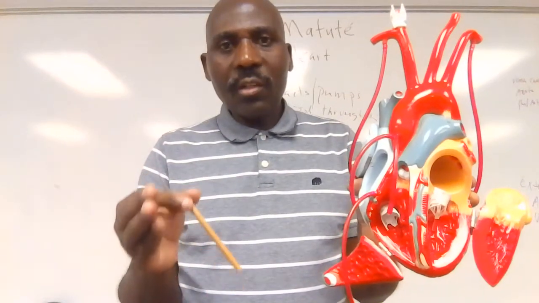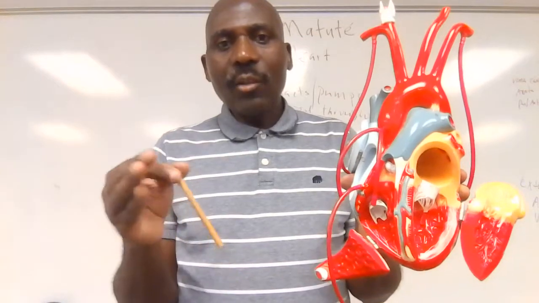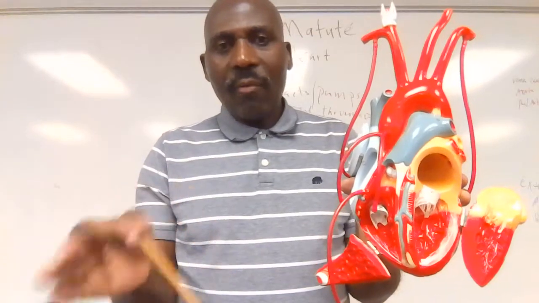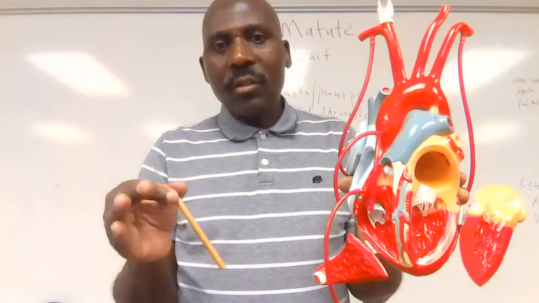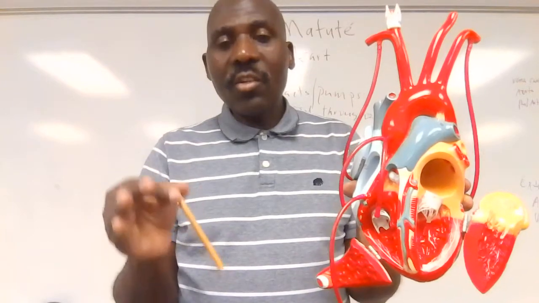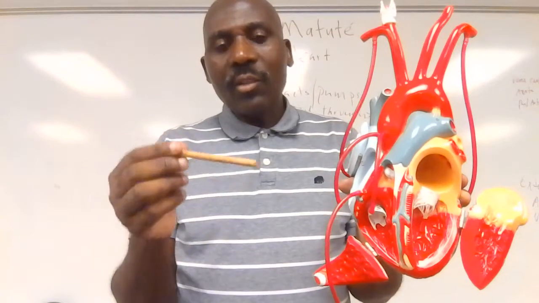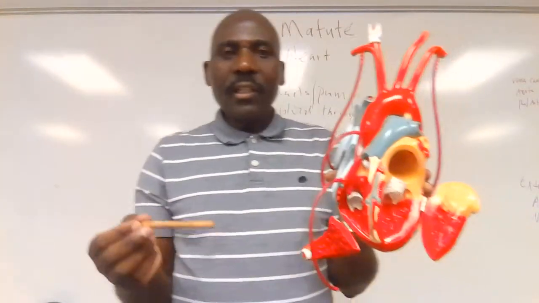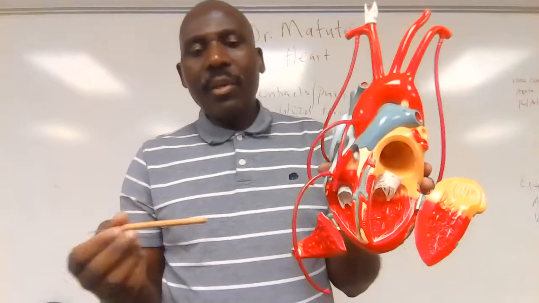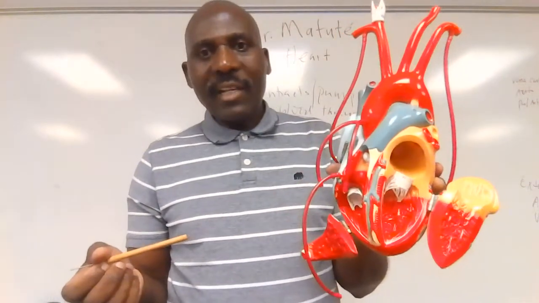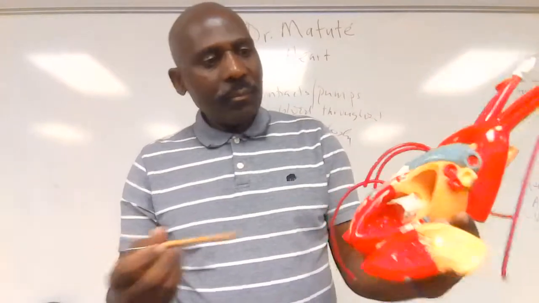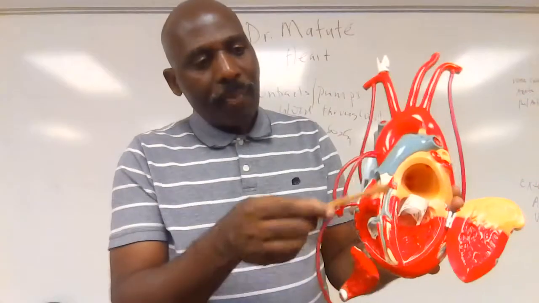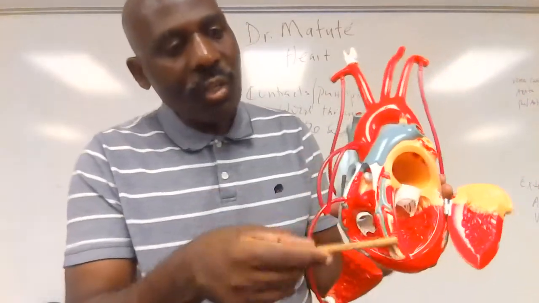There are two semilunar valves. We have the aortic semilunar valve and the pulmonary semilunar valve. The aortic semilunar valve is found at the base of the aorta, while the pulmonary semilunar valve is found at the base of the pulmonary arteries. Now, this structure here is called the septum.